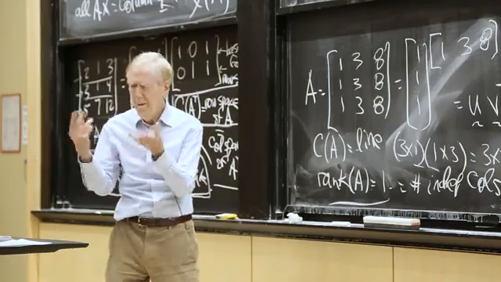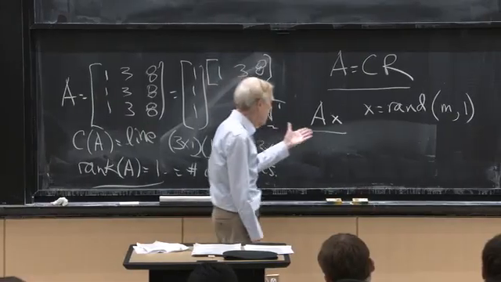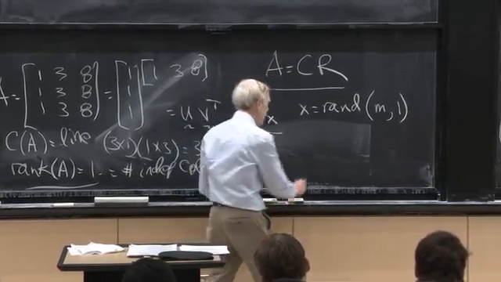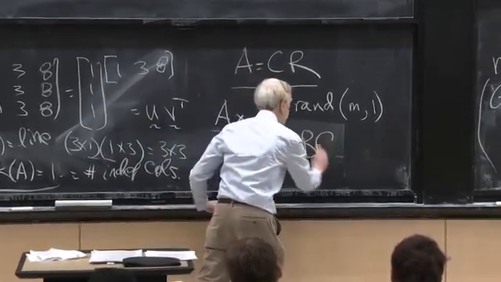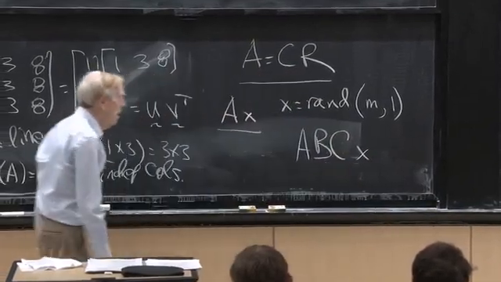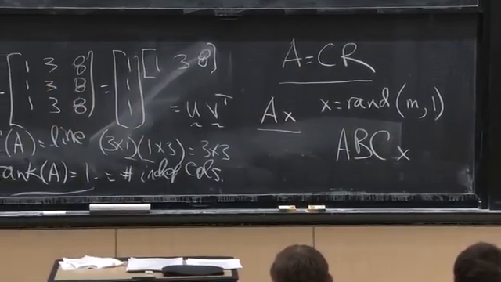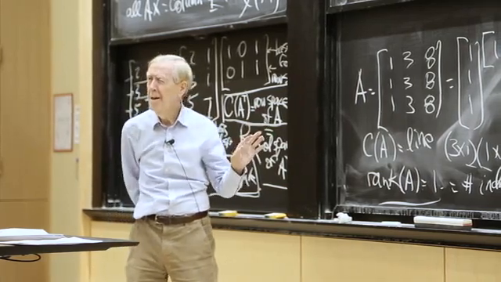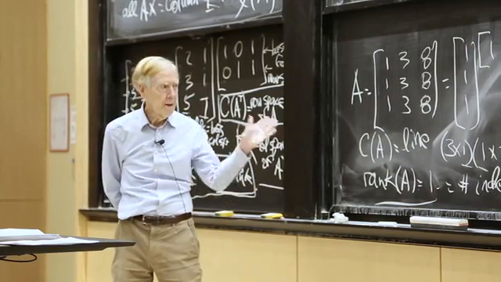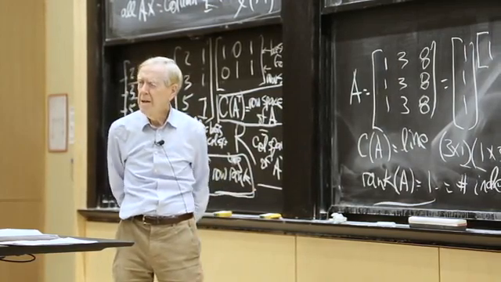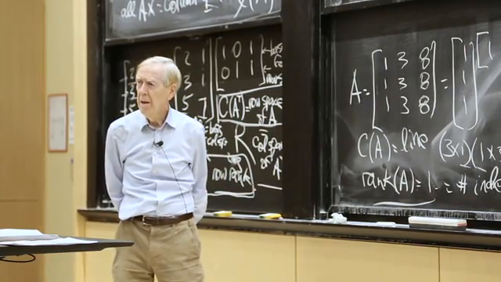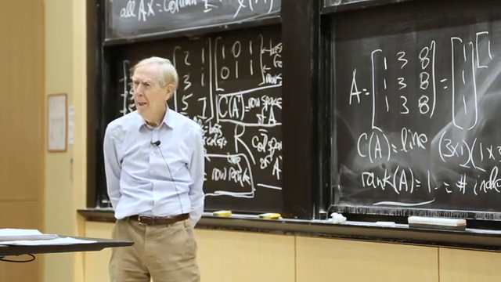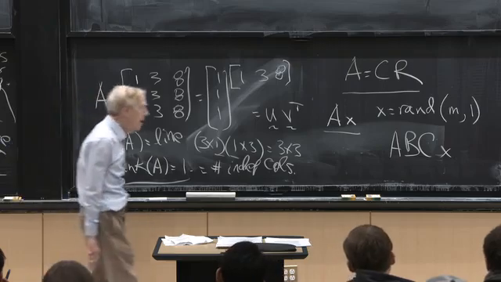Can I just throw in another question? So AX is in the column space of A. Let me just ask you this question. Is ABCX in the column space of A? Suppose I have matrices A, B, and C, and a vector X, and I take the product. Does that give me something in the column space of A? Yes, good for you. Why? How do you know that? Yeah, it's A times something.